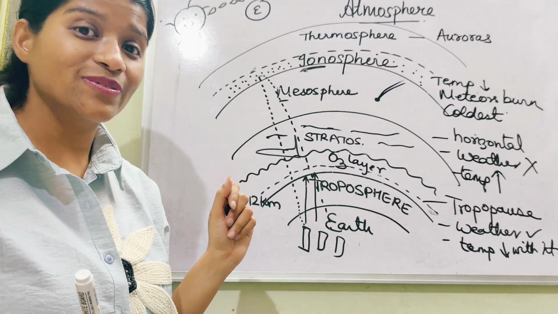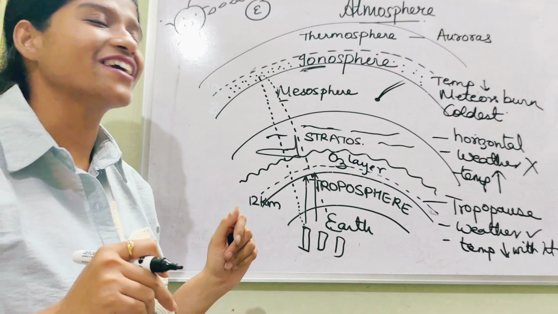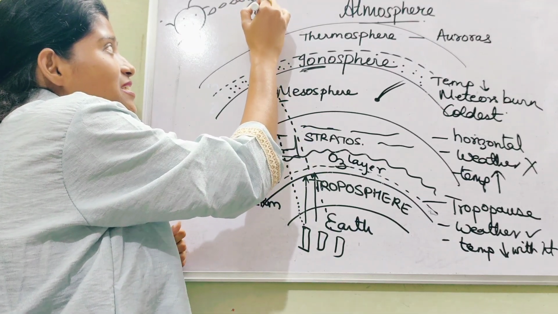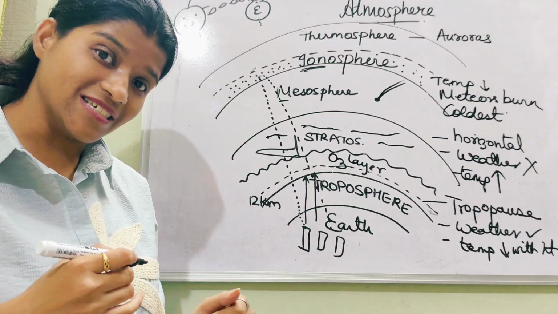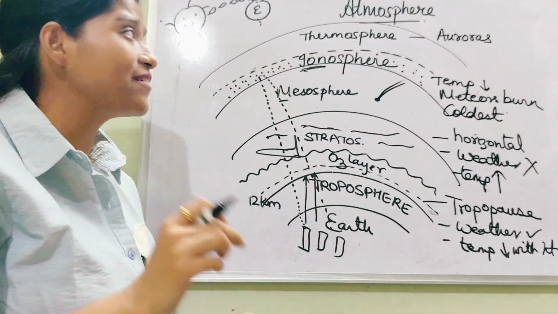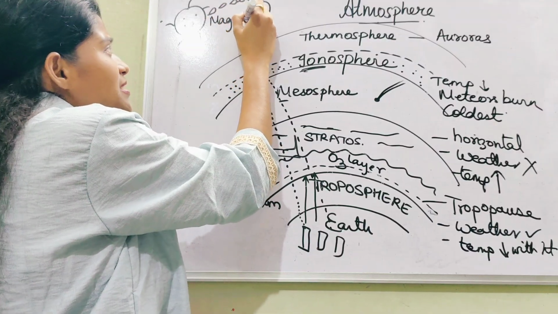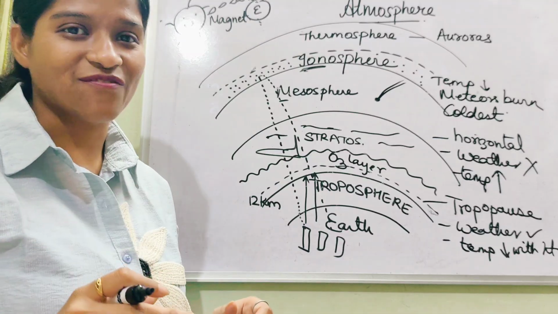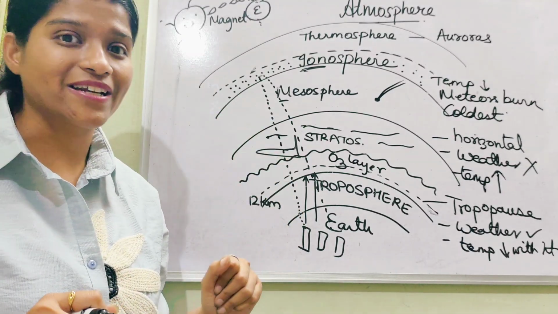Why they are attracted towards the earth? Because the earth has got a magnetic field. So when these solar flares enter the earth's magnetic field, they react with different gases. There is one more layer which is called magnetosphere. This is not there in your course, but this is just for your general information. So there is one more layer which is called magnetosphere.